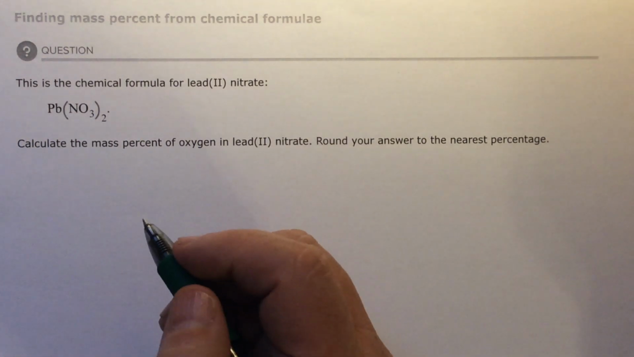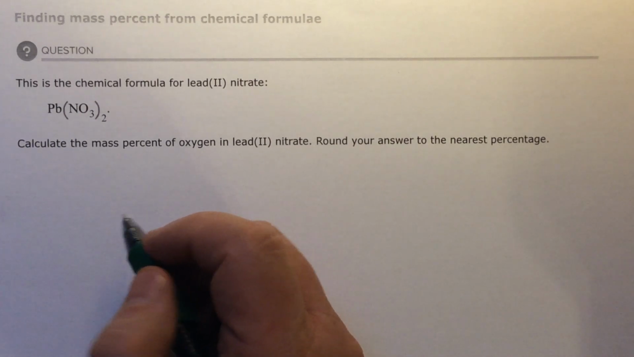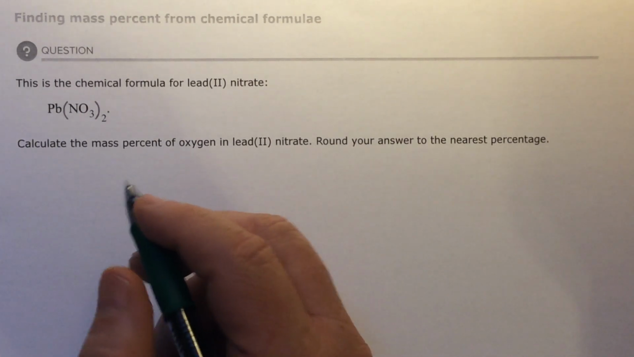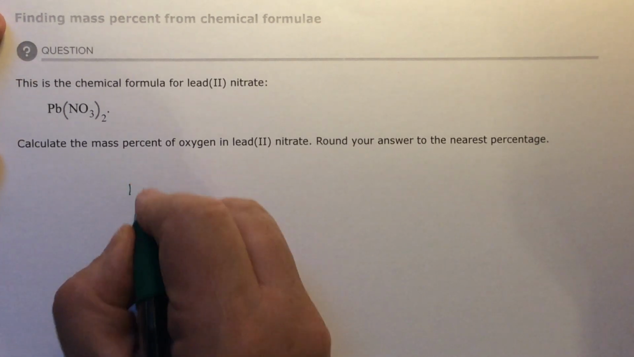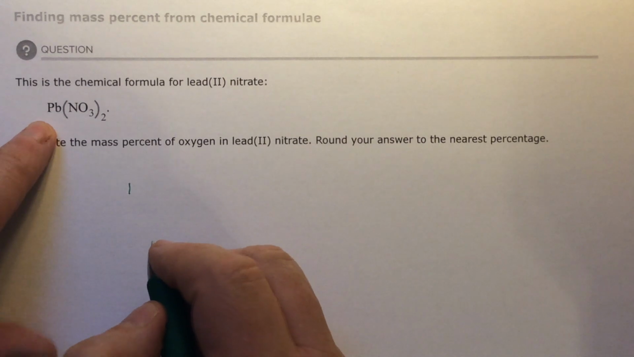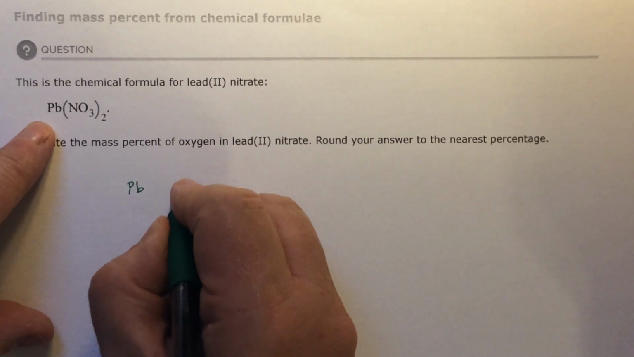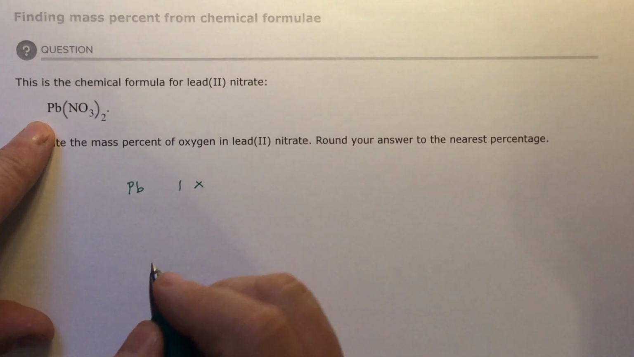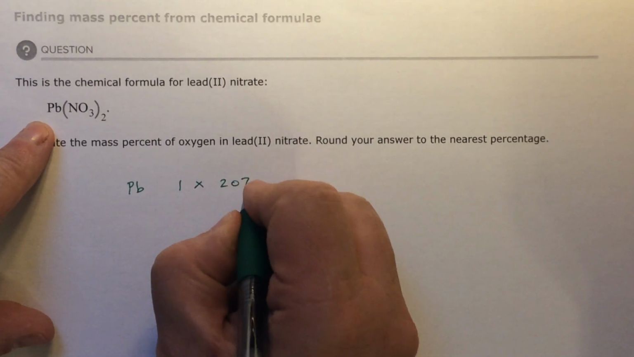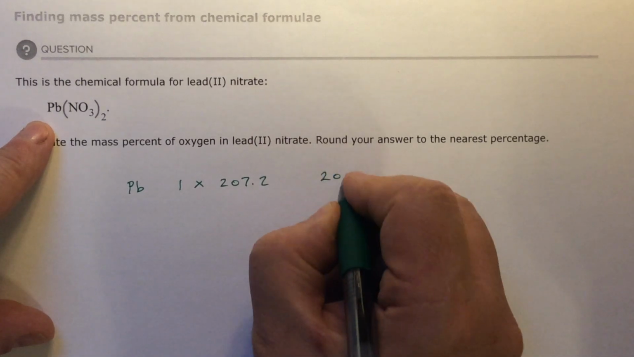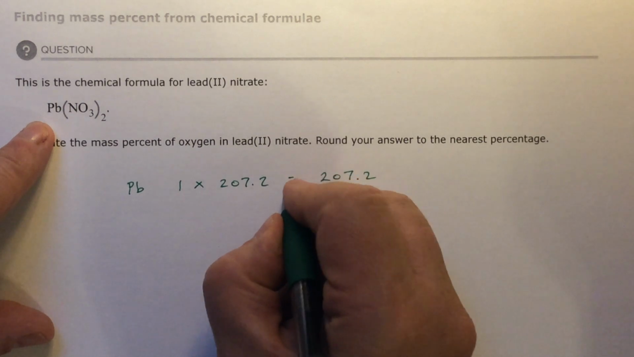I need to go to the periodic table for this. Always the periodic table. You have to know what these things are. You have to look them up. So I'm going to start with lead. I've got one atom of lead in this molecule. So let's do it this way. Lead, I've got 1 times, and its weight is 207.2. So since there's only one, it's 207.2.